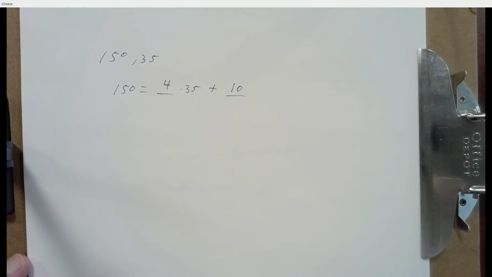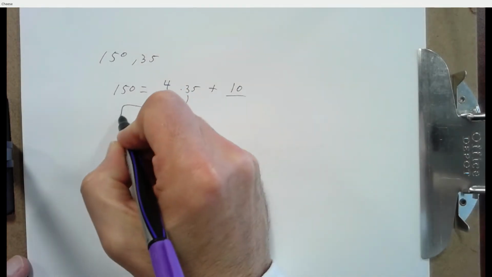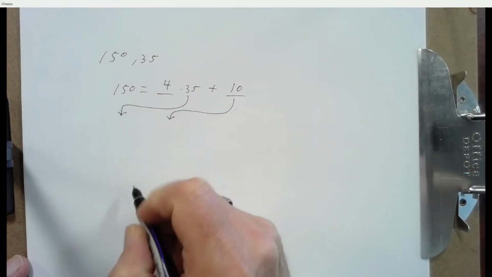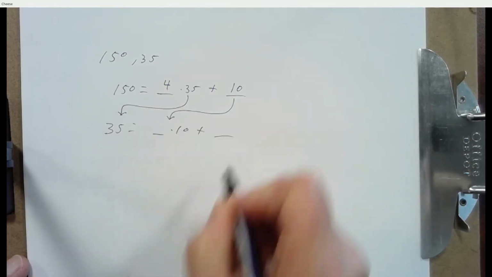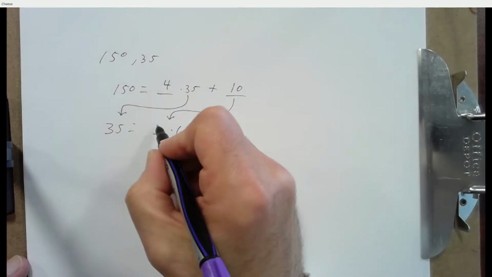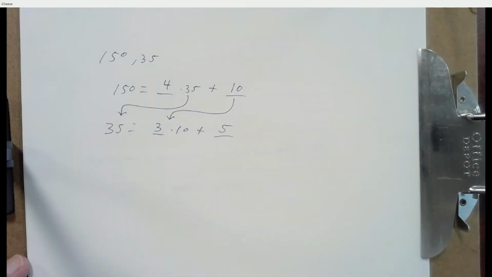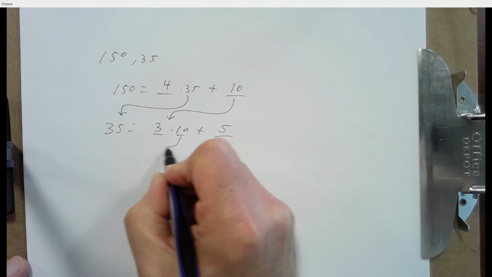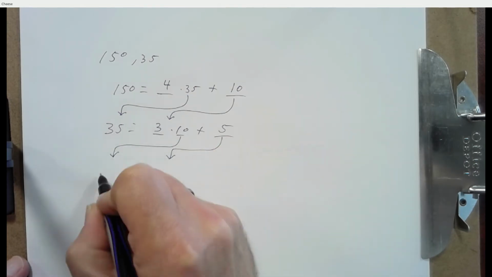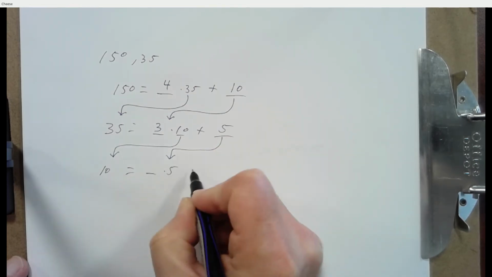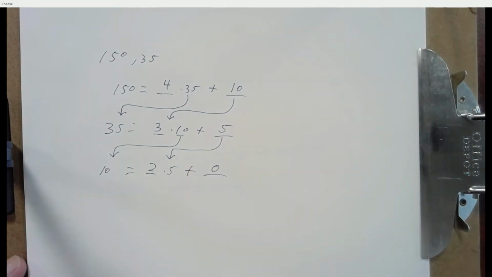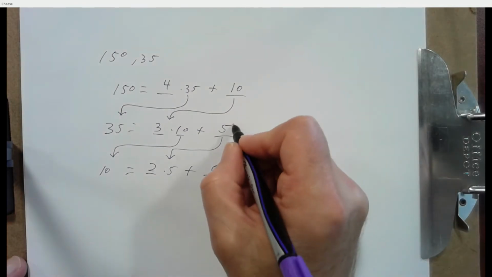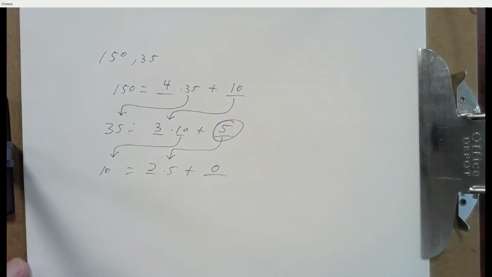Okay. We ignore the 4. We take the 35 and we take that remainder. And we say 35 equals something times 10 plus something left over. So this goes in 3 times with 5 left over. Take that 10 and take the remainder and repeat. So now 10 is 2 times 5 with nothing left over. At that point, this last remainder, that's the greatest common factor.